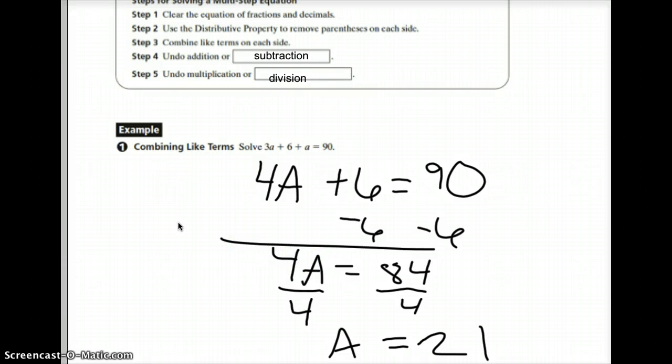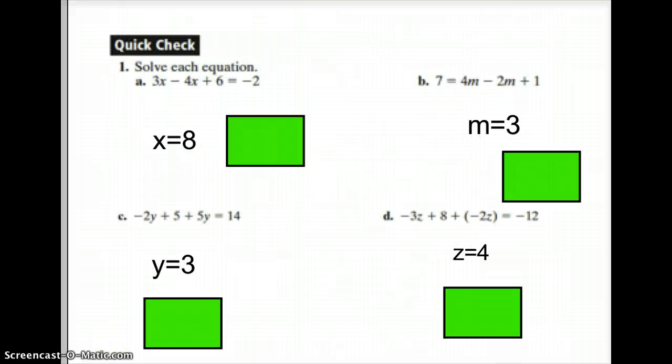Pretty simple. I think this is a review for most of you. Go ahead and try the next couple quick checks. When you're finished, restart and check your answers. So here we have the answers to the 4 quick checks.